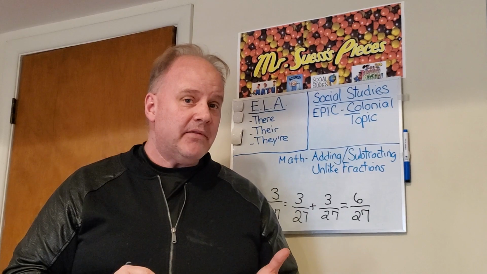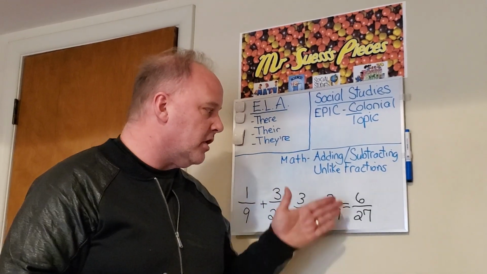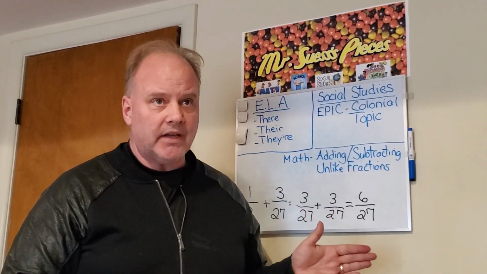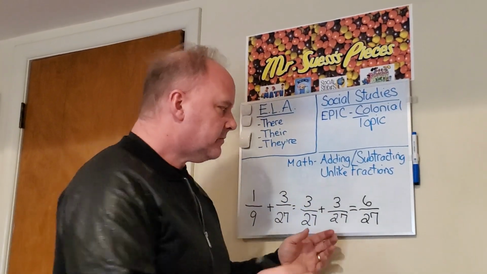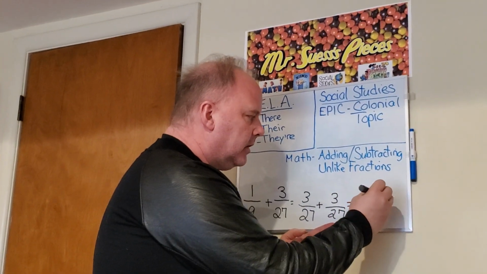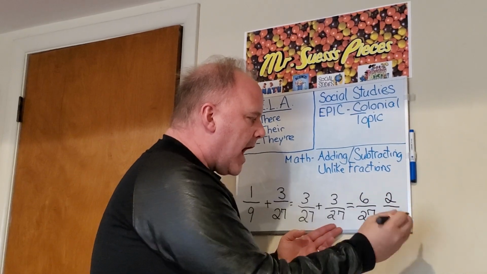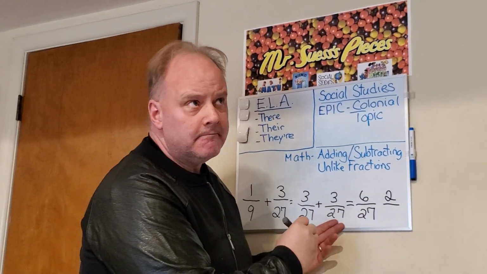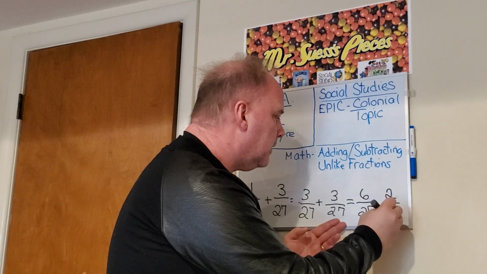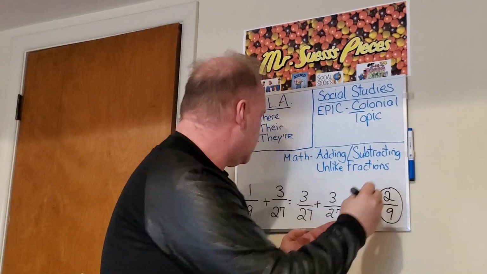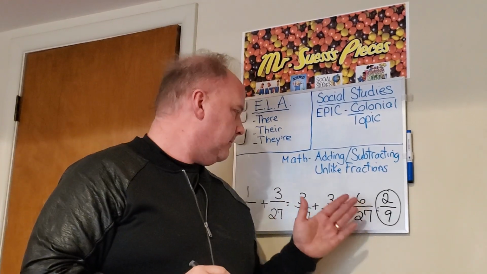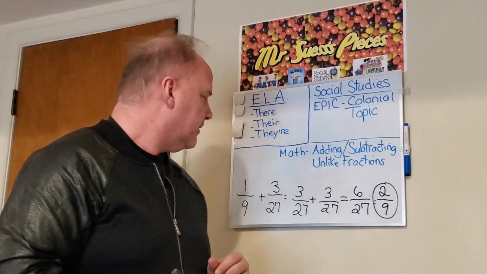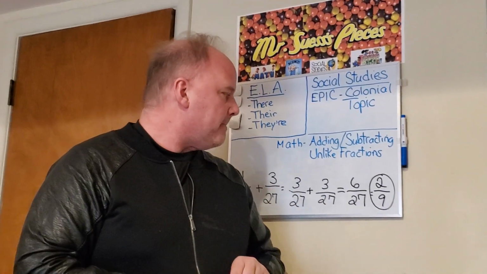Now, can I reduce that even further? I can. What number will go into 6 and 27? How about 3? How many 3s in 6? 2. How many 3s in 27? 9. So my final answer, 1/9 plus 3/27 is going to be 2/9. So yay. Got that figured out.